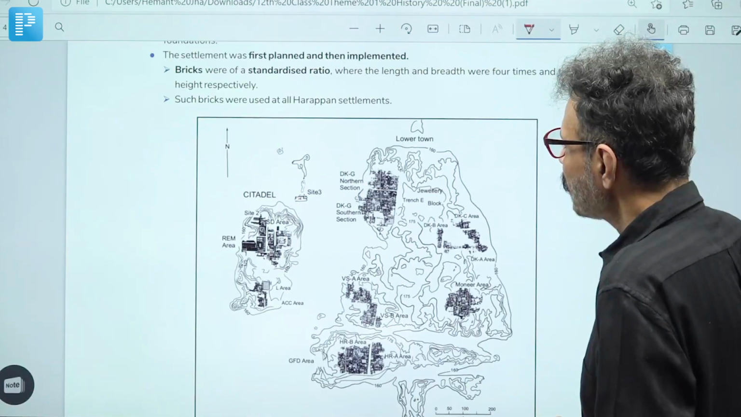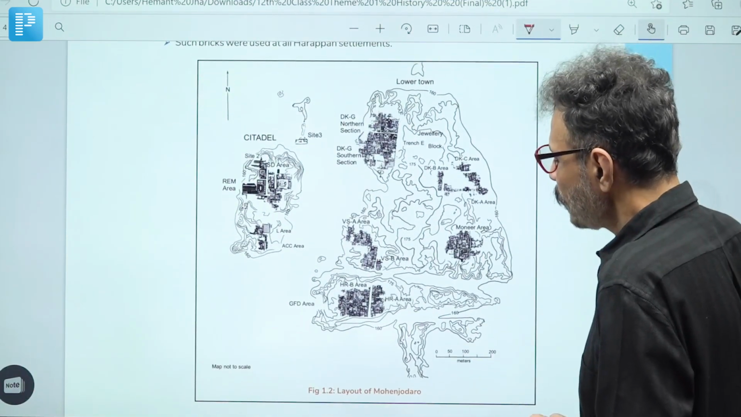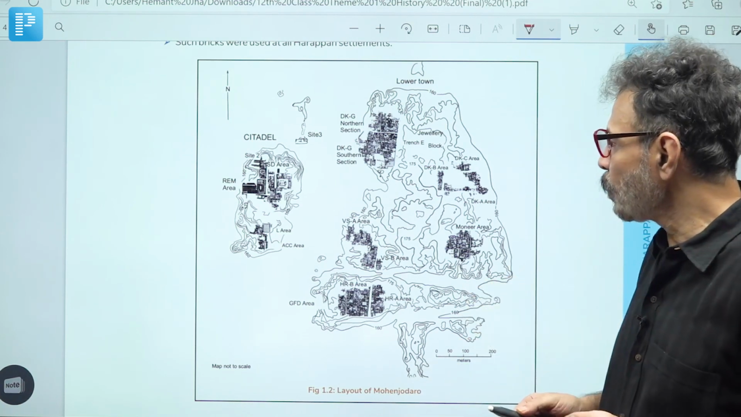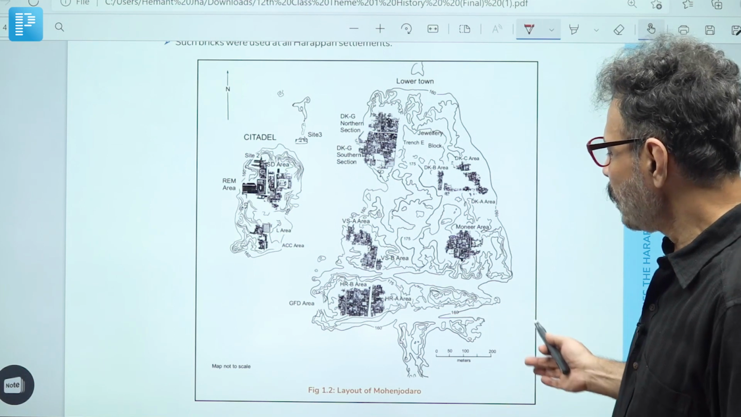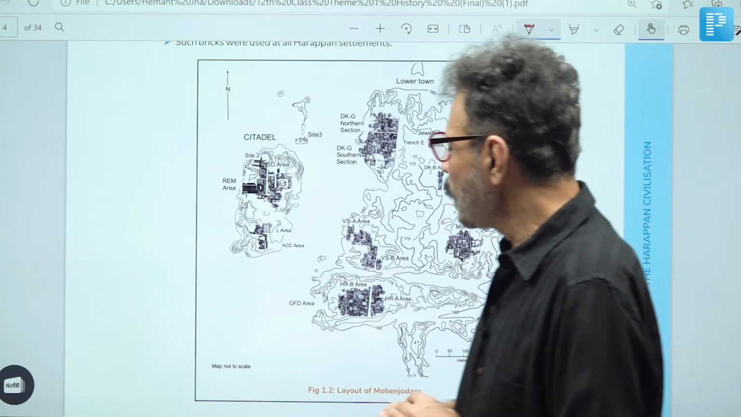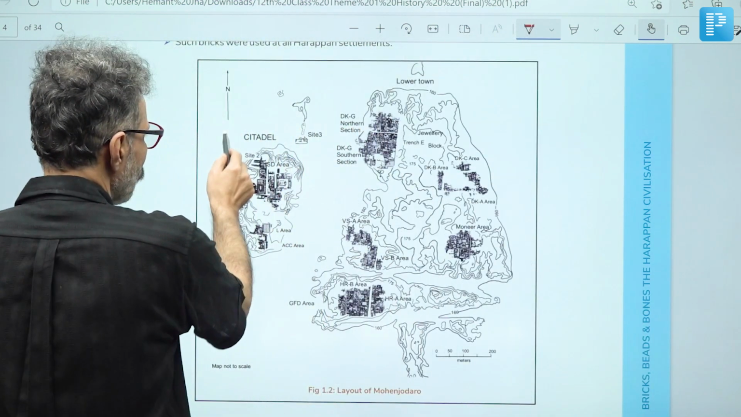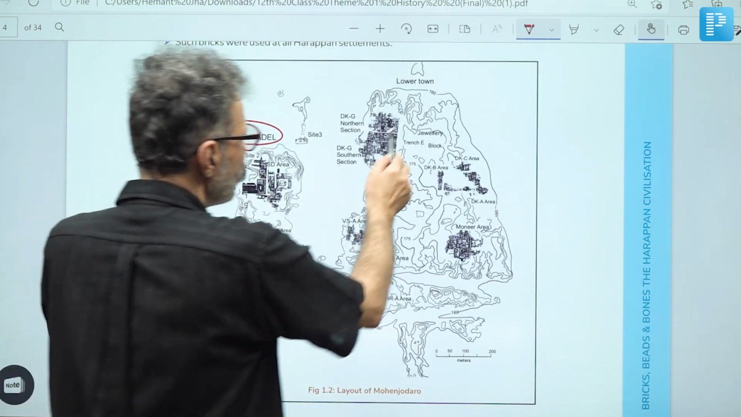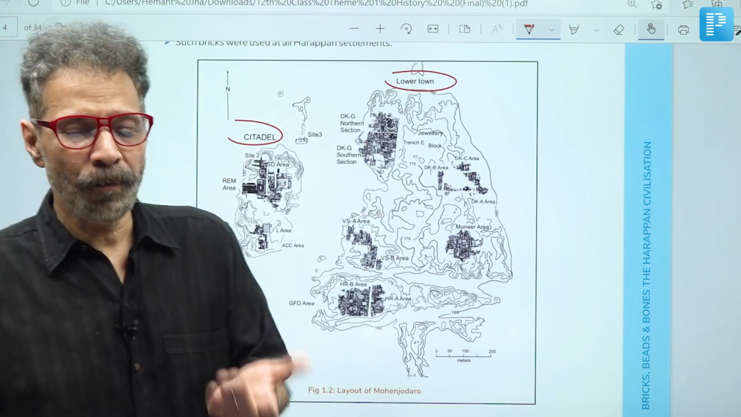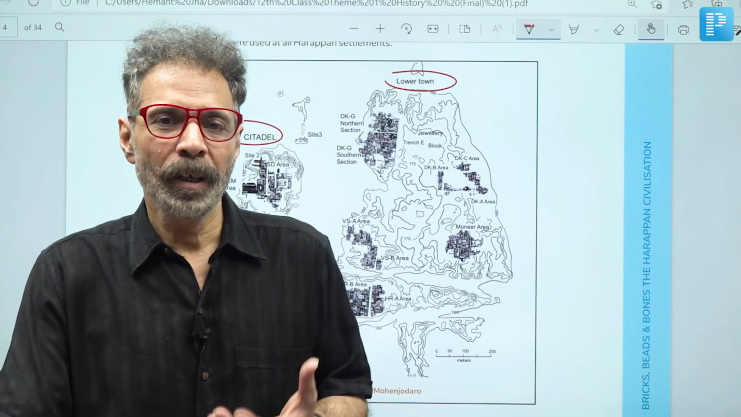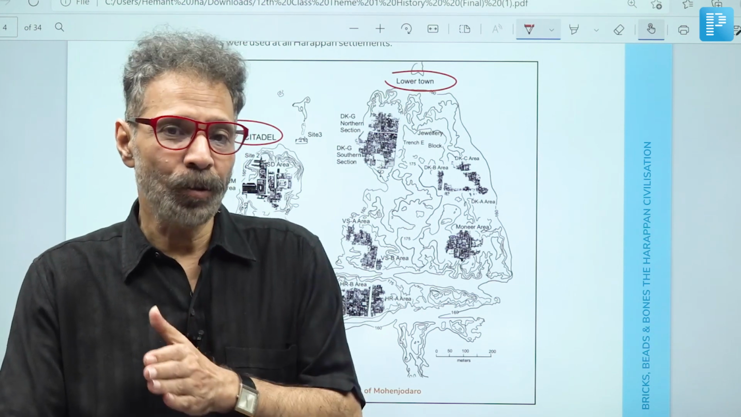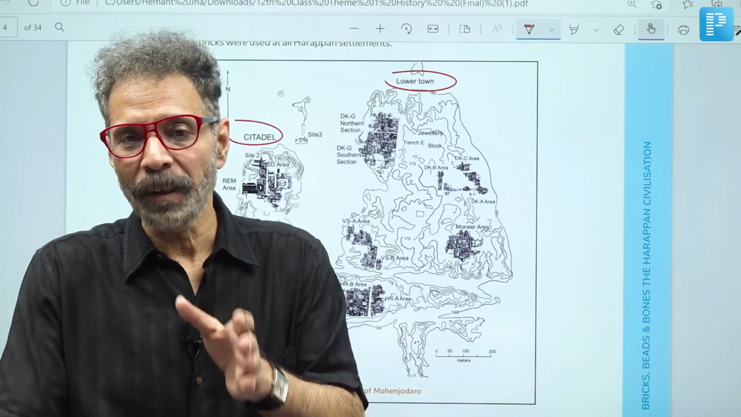Take a look. This is another image. This shows the layout of the city of Mohenjodaro. Here you find that the layout shows 2 broad regions. One region is the citadel and one region is the lower town. This was a very unique feature of the town planning of Harappan civilization. And this we find in almost all the cities, with some exceptions.